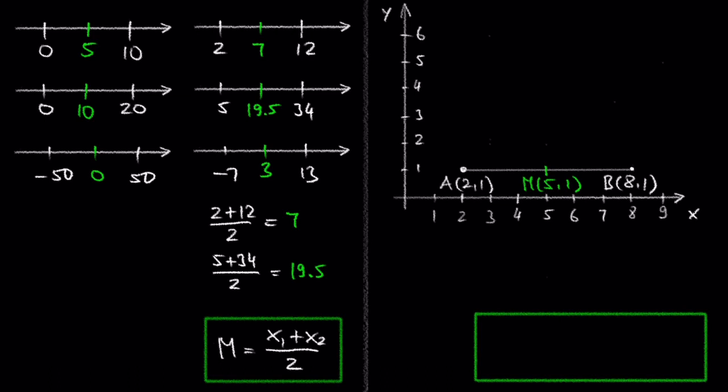What if we have the points C (3, 2) and D (3, 6)? What is the midpoint of this line segment? Similar to the previous example, we add up the y-coordinates and divide them by 2. So 2 plus 6 is 8, and 8 divided by 2 is 4. So the midpoint is (3, 4). Don't forget the x-coordinate 3.